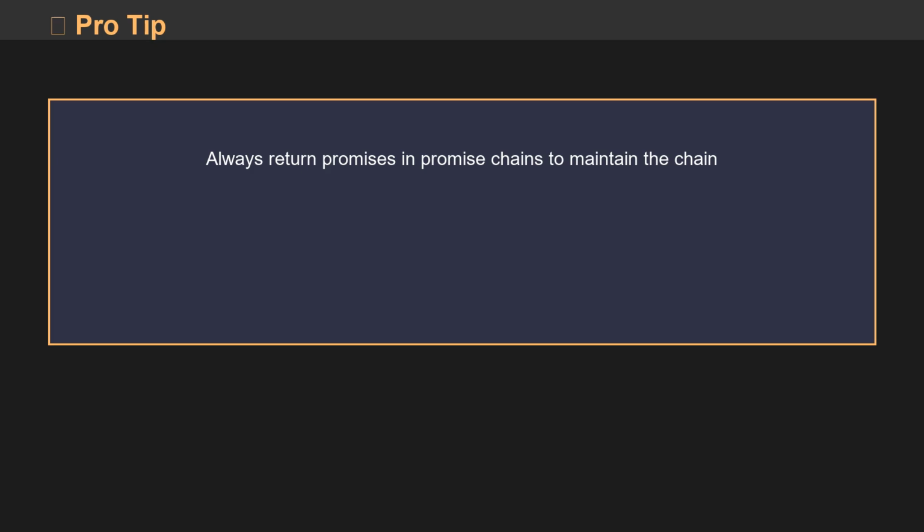Here's a pro tip. Always remember to return promises in your promise chains. This ensures that the chain continues properly and you don't lose the promise reference. Another pro tip is to use async/await when possible. Async/await makes your asynchronous code look and behave more like synchronous code, which can make it easier to read and understand.